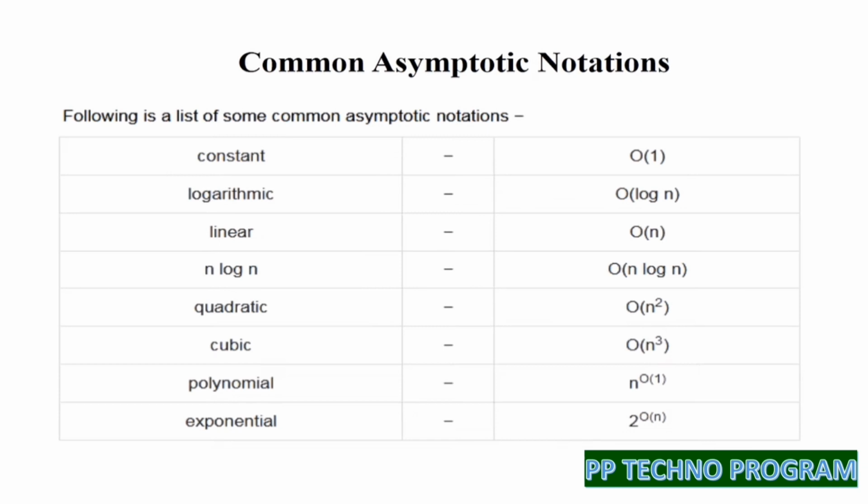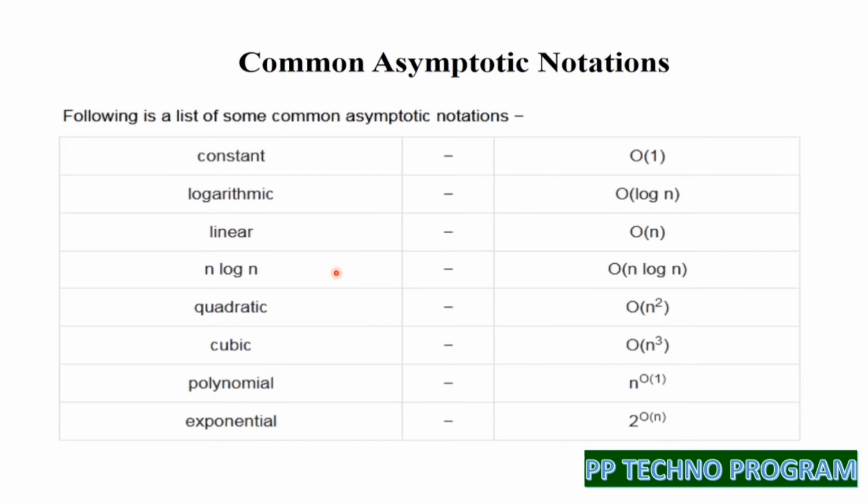Some common asymptotic notations regarding time complexity. Following is the list of some common asymptotic notations. If your algorithm equation is a constant value, this is denoted by big O(1). If your algorithm requires logarithmic equations, then time complexity is big O(log n). If a linear equation is present, that means we have to search from start to end one by one, so it is denoted by big O(n). N is the number of elements present in the list.